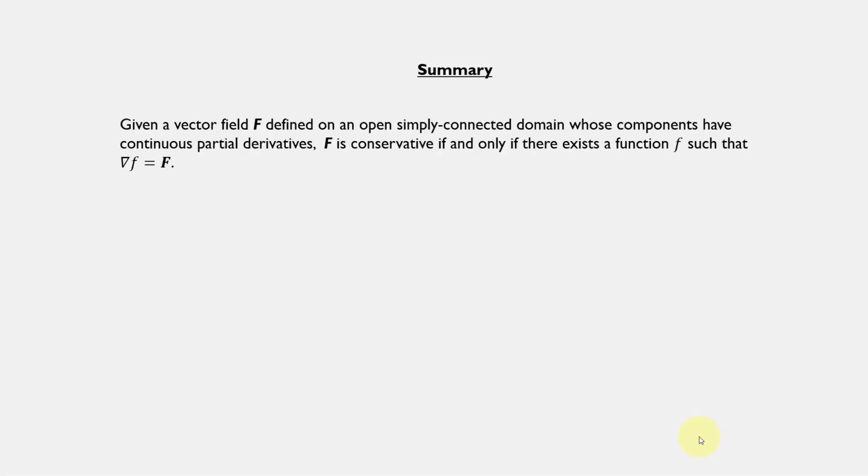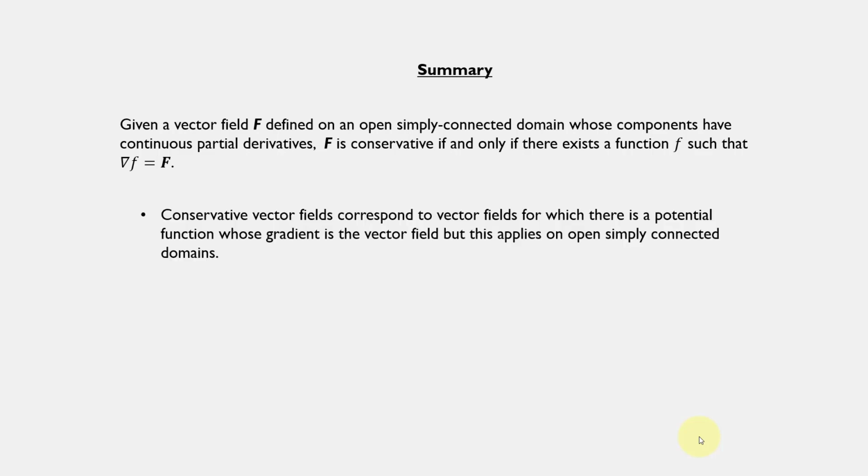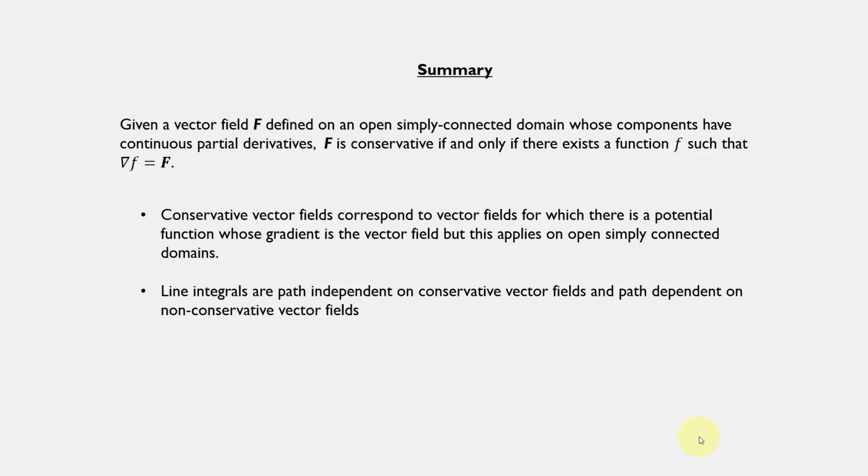So by way of summary, given a vector field big F defined on some open simply connected domain whose components have continuous partial derivatives, that field big F is conservative if and only if there exists a function little f whose gradient is the vector field big F. So conservative vector fields correspond to vector fields for which there is a potential function, that's the little f, whose gradient is the vector field, but this applies only on open simply connected domains.